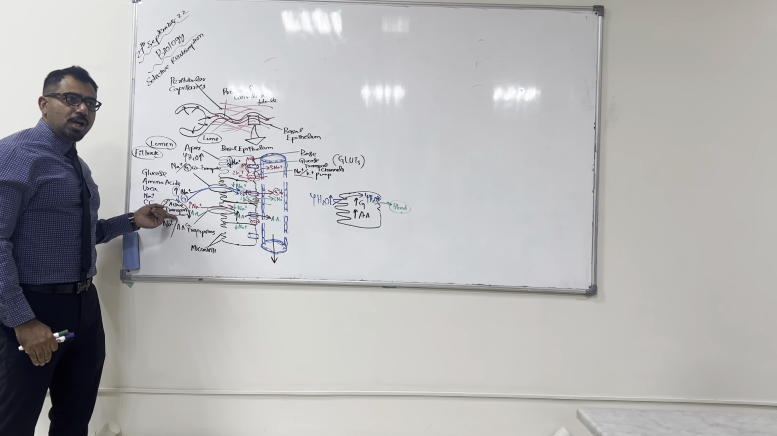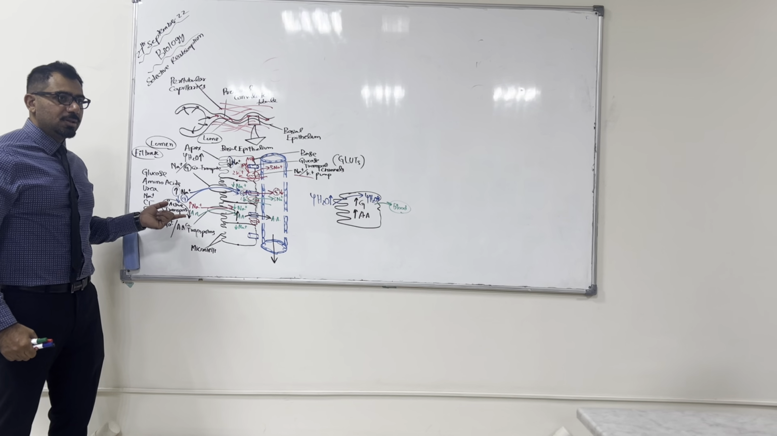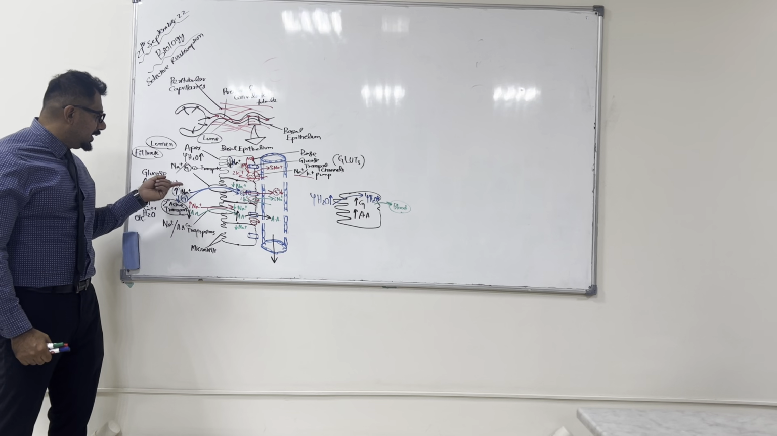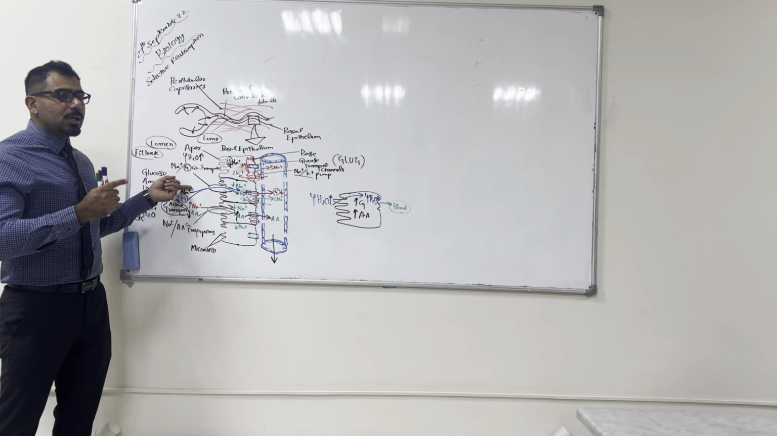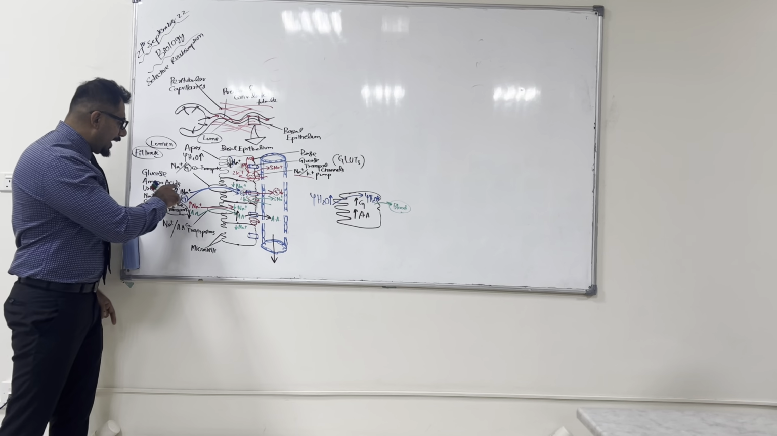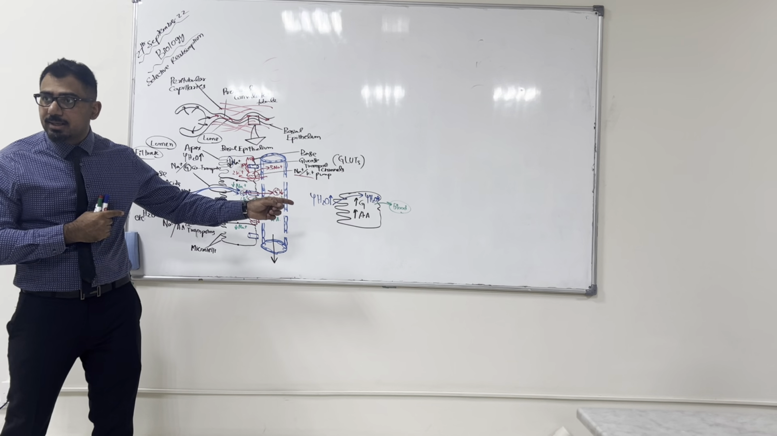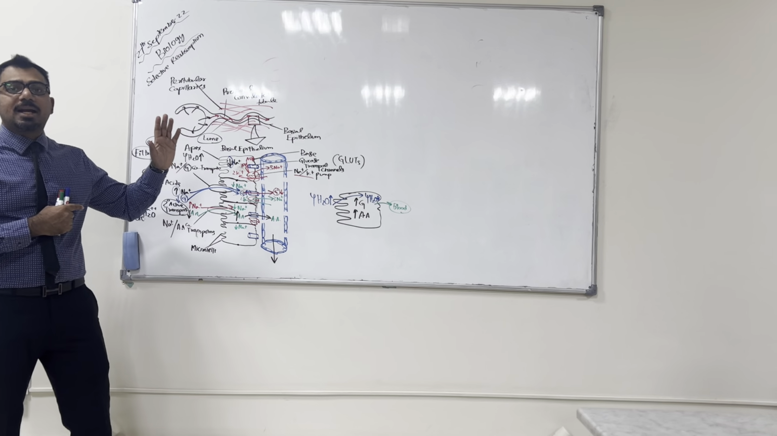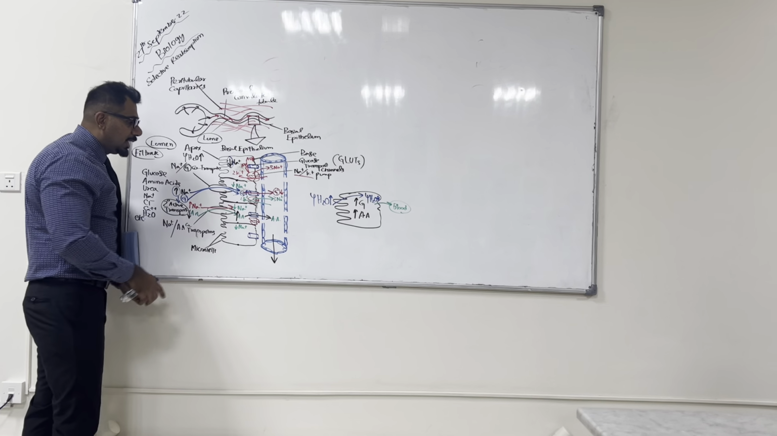So that's why it is called secondary active transport. There can be a question: define secondary active transport. The answer is very simple: the glucose or amino acids are tagging along and using the gradient of the sodium to move from lower concentration to higher concentration. That is called secondary active transport. In the same way, amino acids will also move.